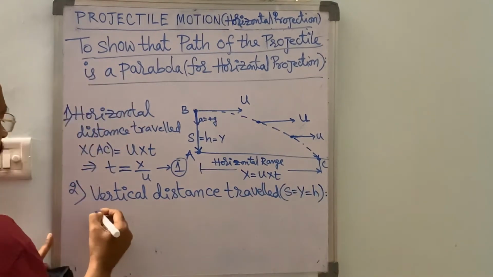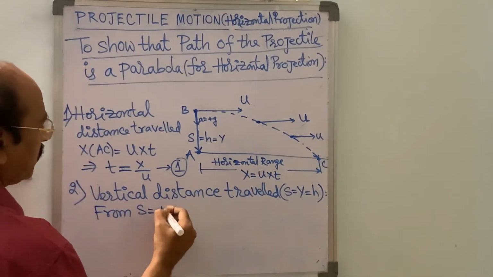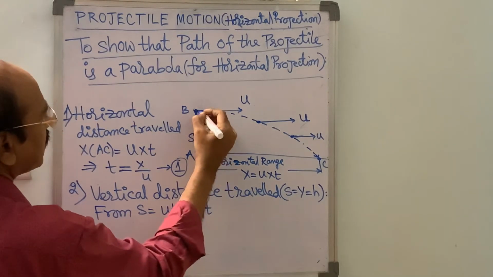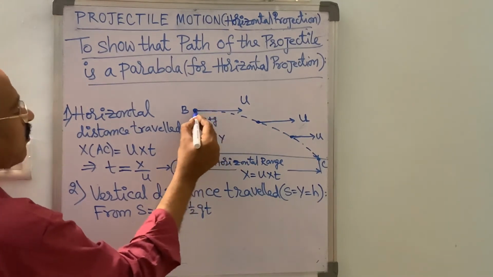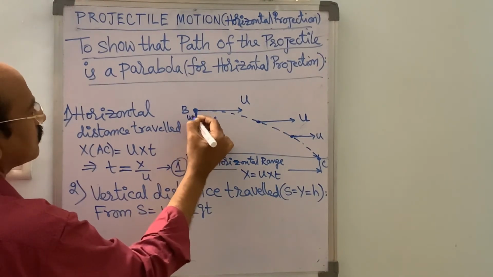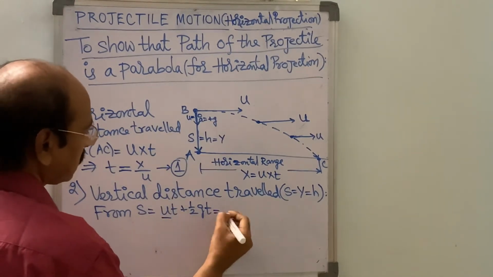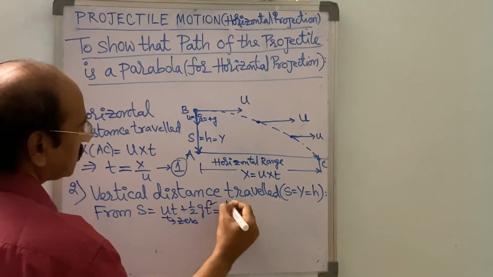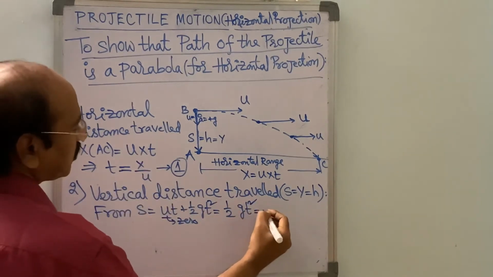Let us calculate from the equation s = ut + 1/2 g t². Here, when it starts its journey, the vertical velocity at this point is vertically downward, u = 0. So initial velocity u is 0, therefore s = 1/2 g t². t is x/u from the first equation.